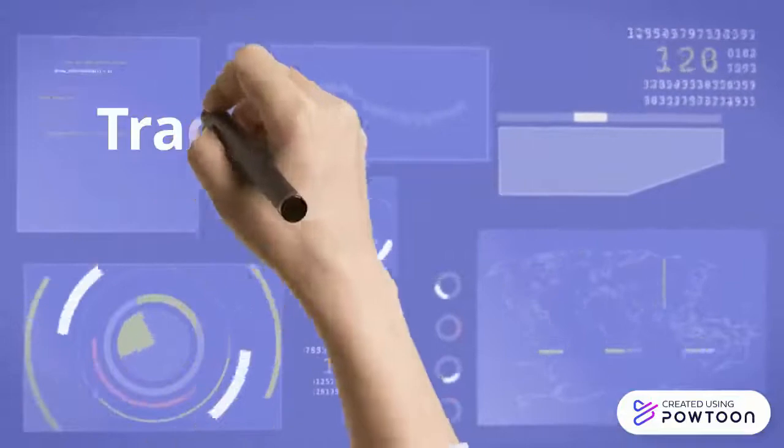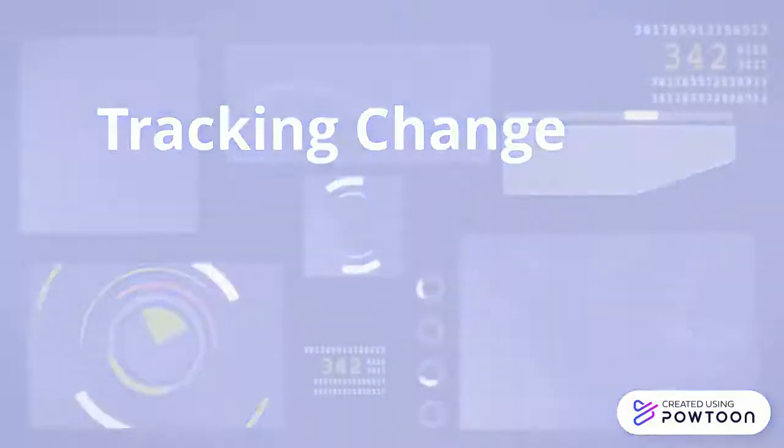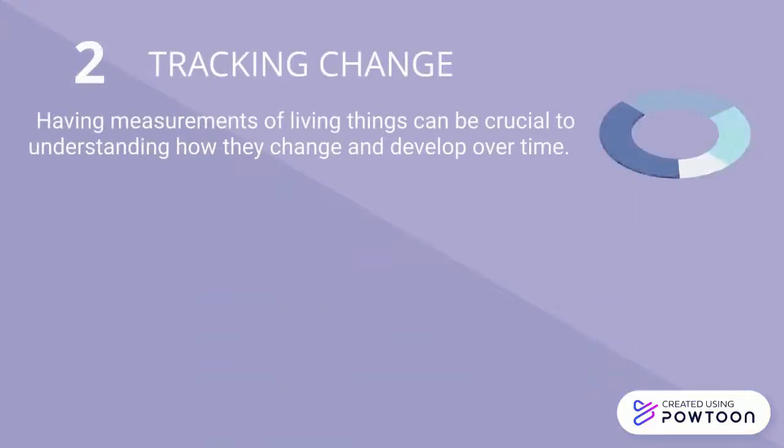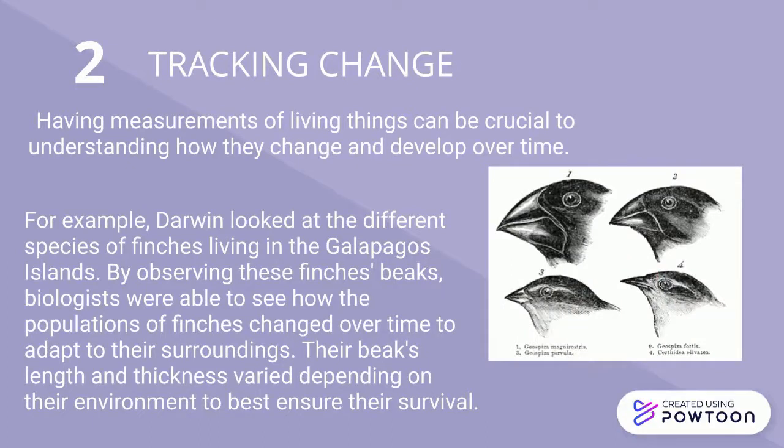Another way biologists use math is for tracking change. Having measurements of living things can be crucial to understanding how they change and develop over time. For example, Darwin looked at the different species of finches living in the Galapagos Islands. By observing these finches' beaks, biologists were able to see how the populations of finches changed over time to adapt to their surroundings. Their beaks' length and thickness varied depending on their environment to best ensure their survival.